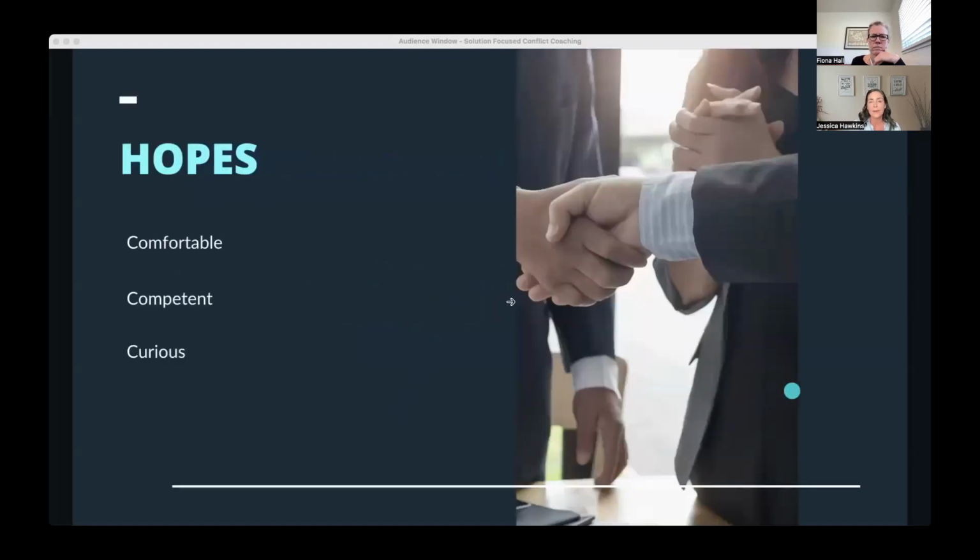So my hope for today is that you will leave here feeling a little more comfortable, either helping your clients or facing into difficult conversations yourself, a little more competent, like learning a new tool or exploring a different way of using this tool if you already know it, and maybe curious about how this might be useful for you in the work that you're doing.